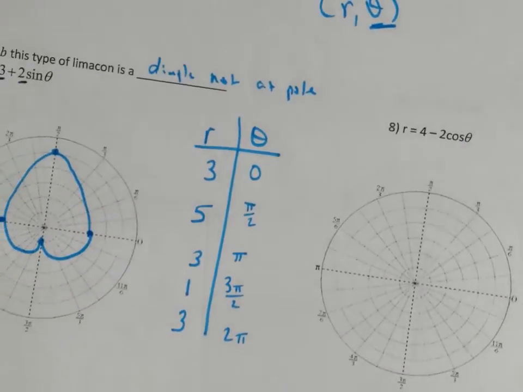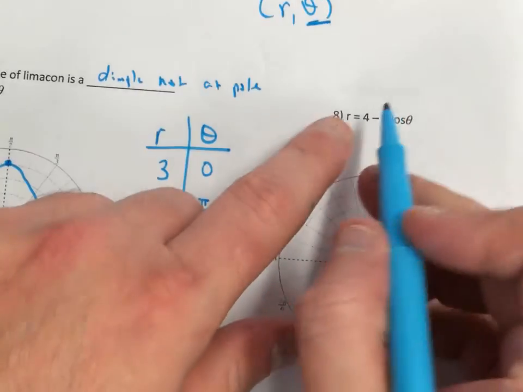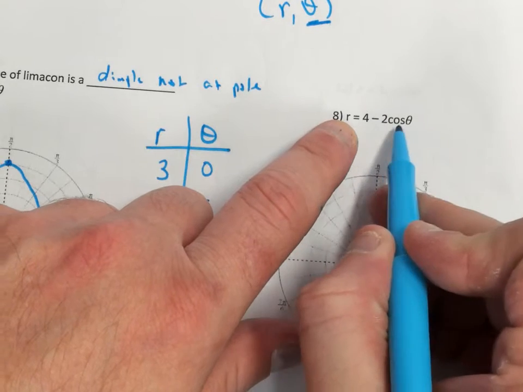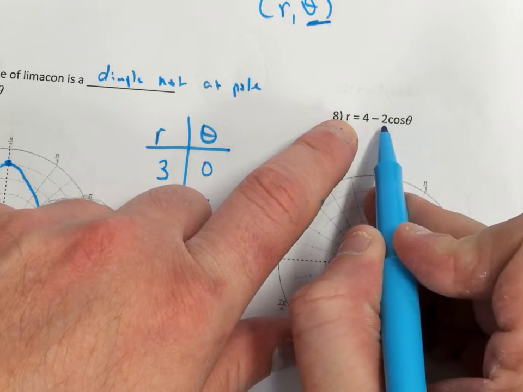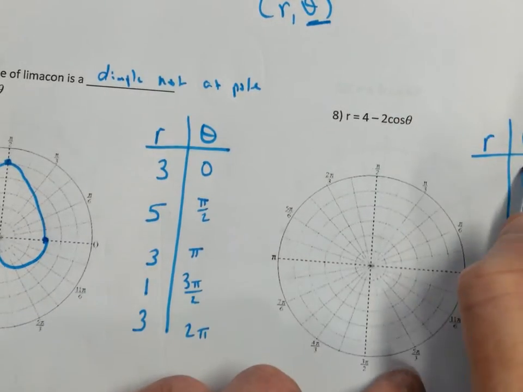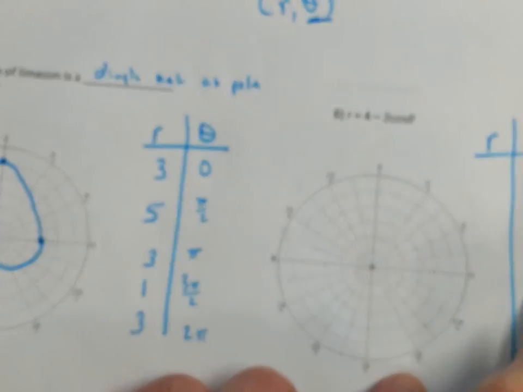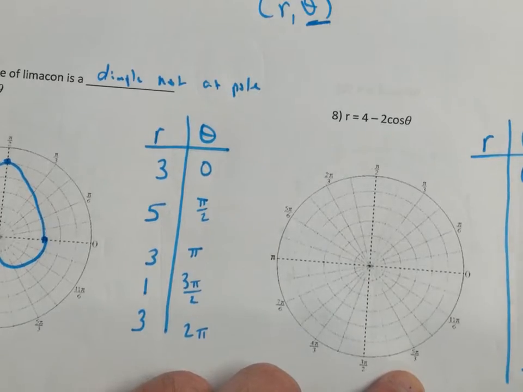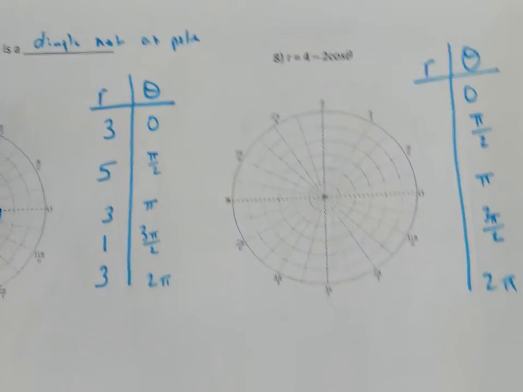How do we know that this is going to be a dimple not at the pole? The absolute value of A is what? Greater than the B value. Do you see that? Okay, let's make a chart. And I want you to take a moment and figure out the R values, and then I'm going to check it with mine.